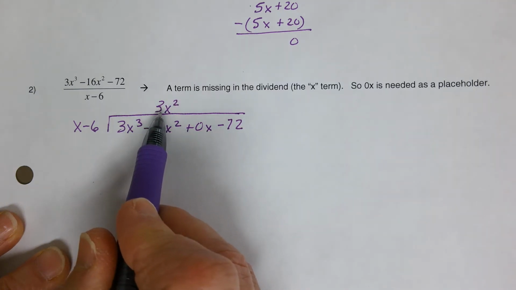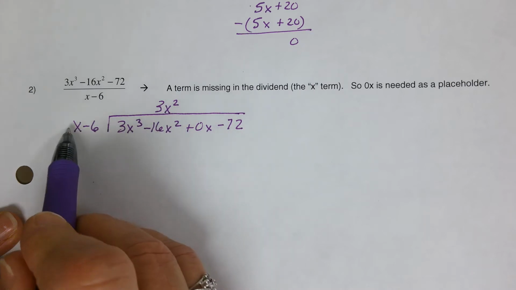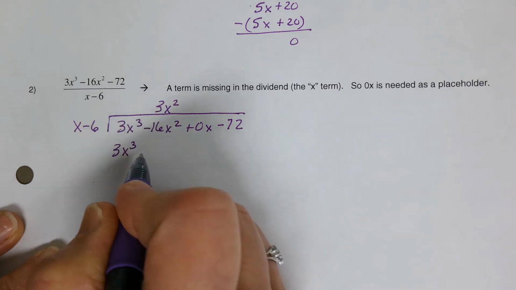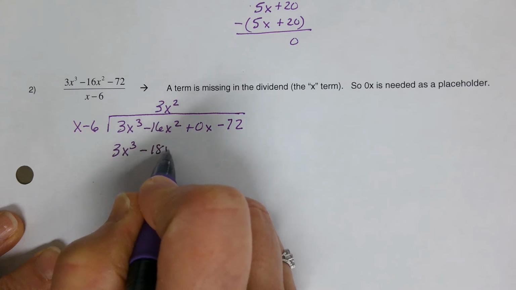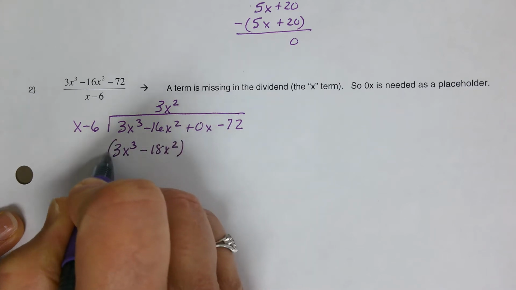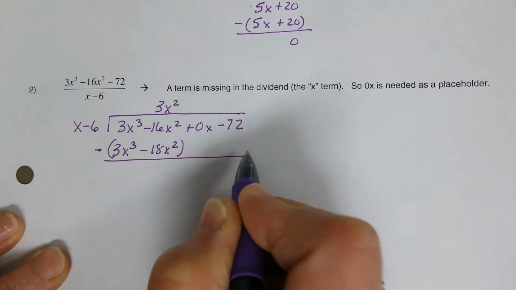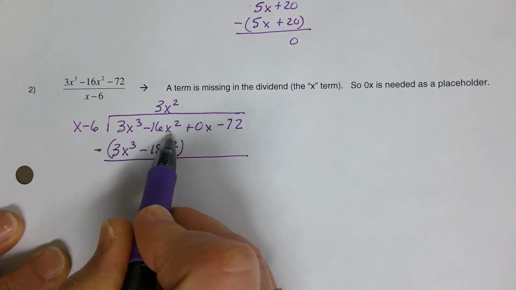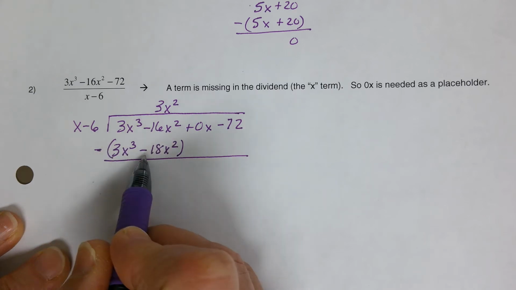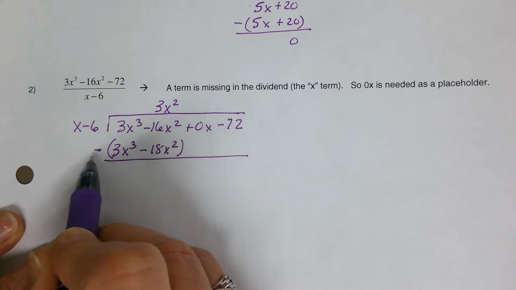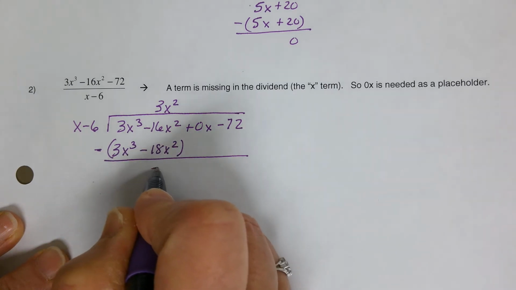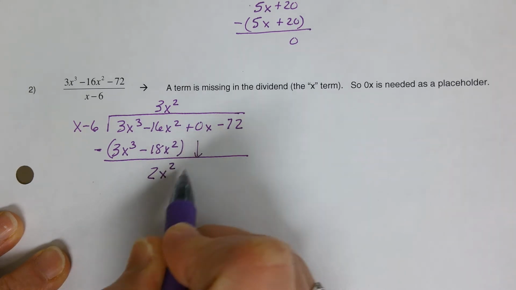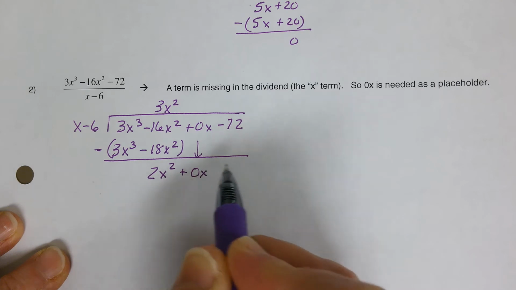Now we multiply. 3x squared times x, 3x cubed. 3x squared times negative 6, negative 18x squared. Wrap it in parentheses, subtract. 3x cubed minus 3x cubed, 0. Negative 16x squared minus negative 18x squared. Negative 16 plus 18 is 2, positive 2x squared. Bring down the next term, the plus 0x.